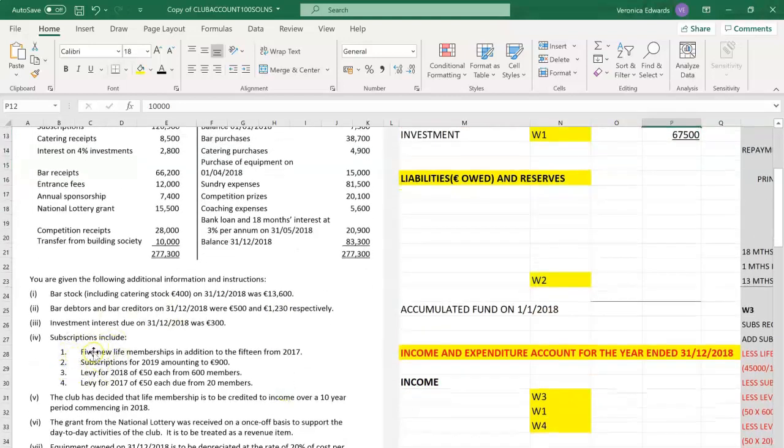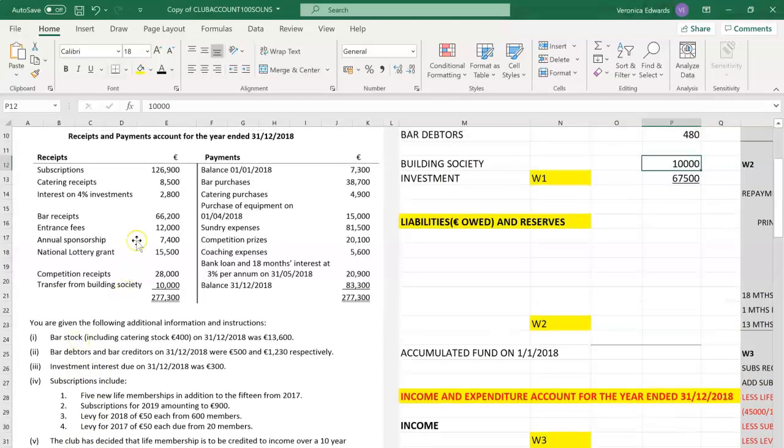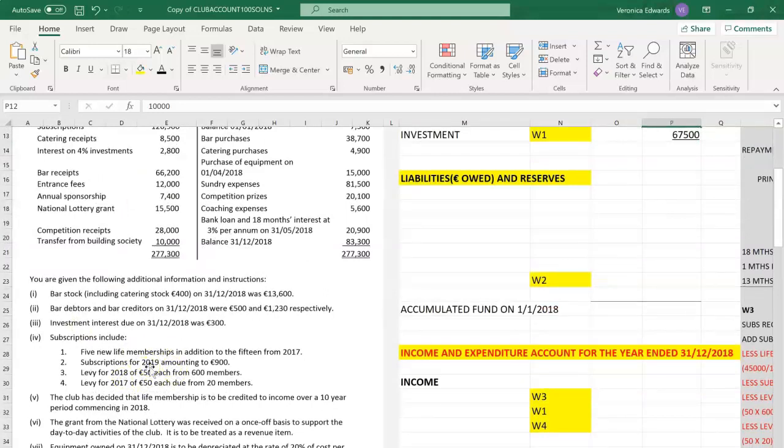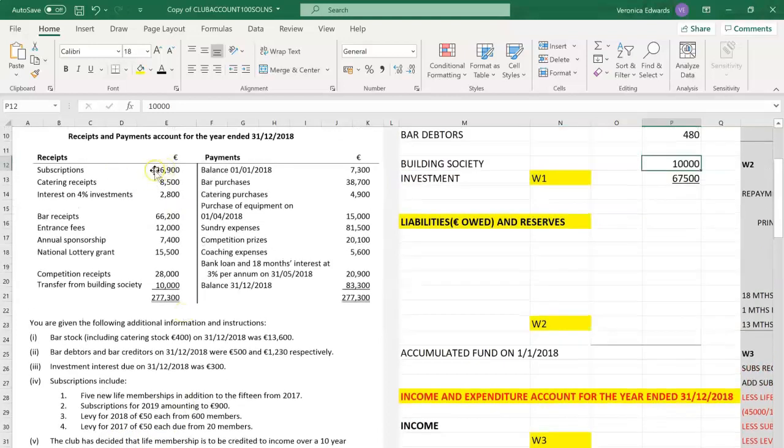If you look down into the subscriptions working here for a minute, you might see something else of interest, particularly number 4. We're told that this year's subscriptions, which are here, 126,900, include a mix of items. And one of the things that subscriptions figure includes is a levy for 2017, which is last year, of 50 euros each from 20 members. So this figure actually includes a levy which would have been due from the previous year.